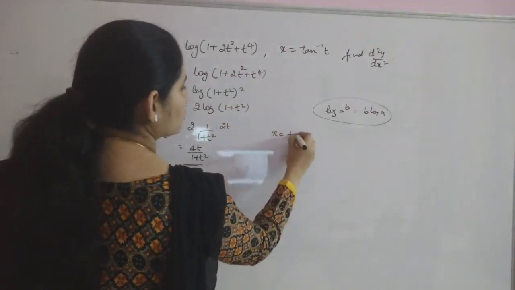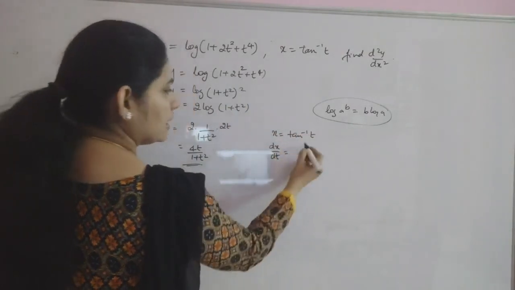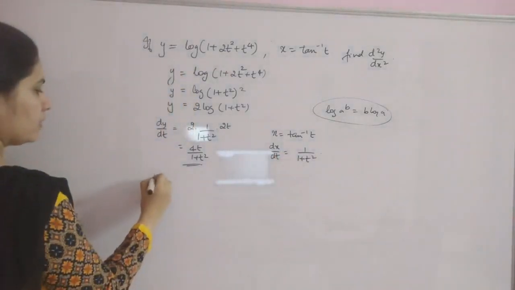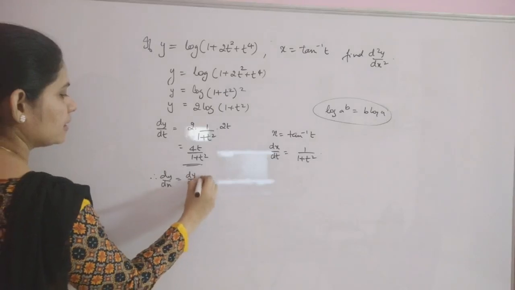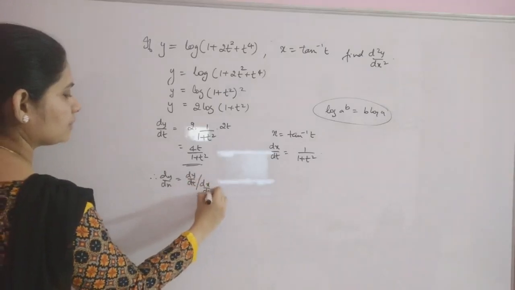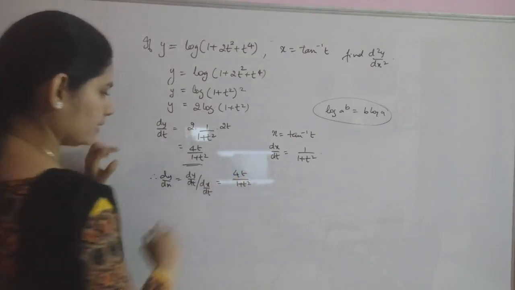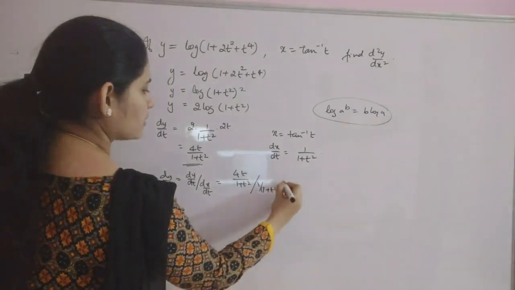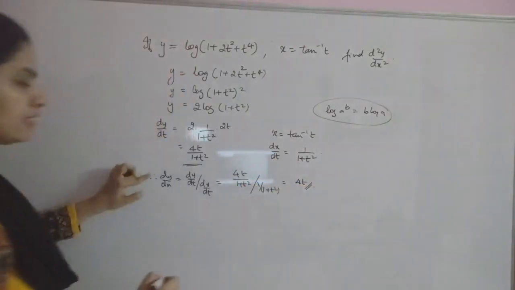x is given as tan inverse t. So dx by dt will be the derivative of tan inverse t, which is 1 by 1 plus t square. Therefore dy by dx is equal to dy by dt divided by dx by dt, which is equal to 4t by 1 plus t square divided by 1 by 1 plus t square. So these two get cancelled and you will get 4t as dy by dx.